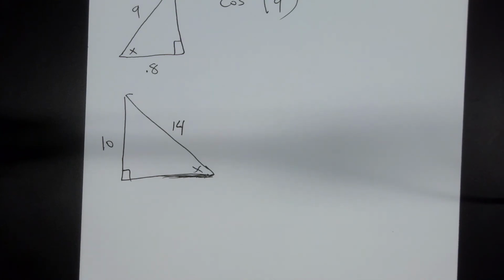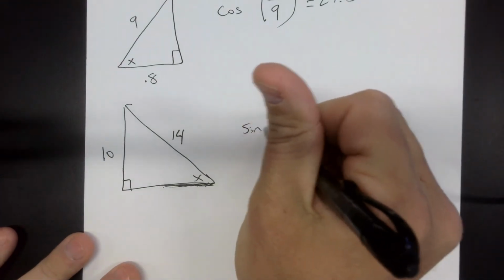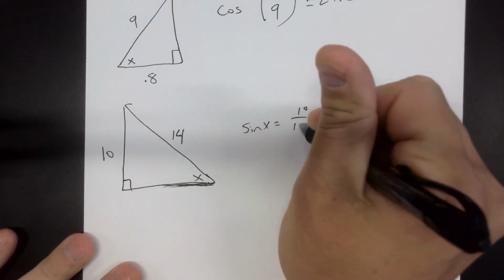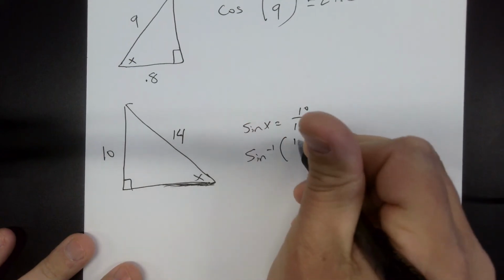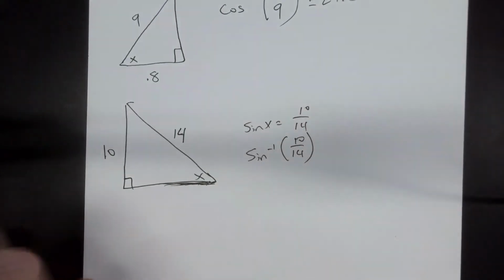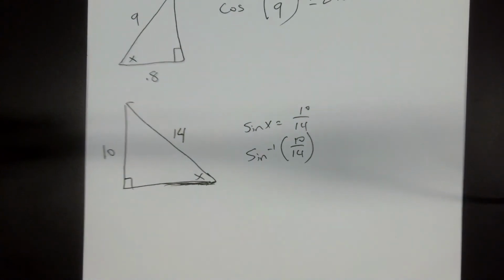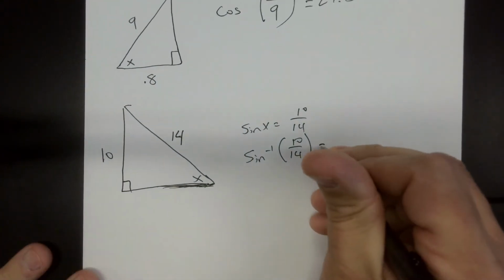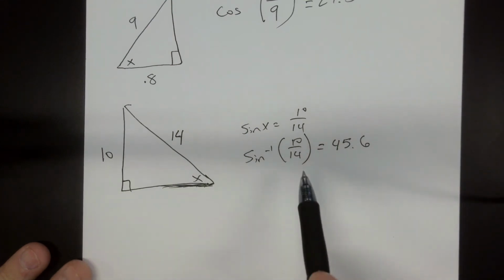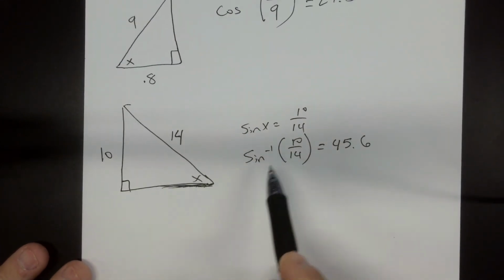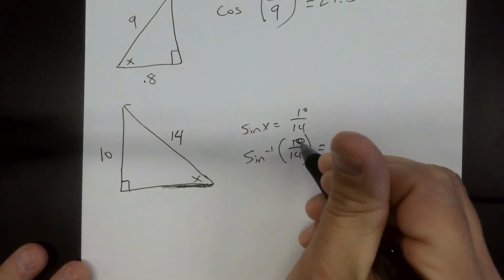Okay. Trey, what's the trig function? It is. Okay. So we have sine of x equals 10 over 14. Because we're looking for the angle, we're going to use the inverse sine, which gives us what? Where did what come from? I don't have a 1. That's a 10.